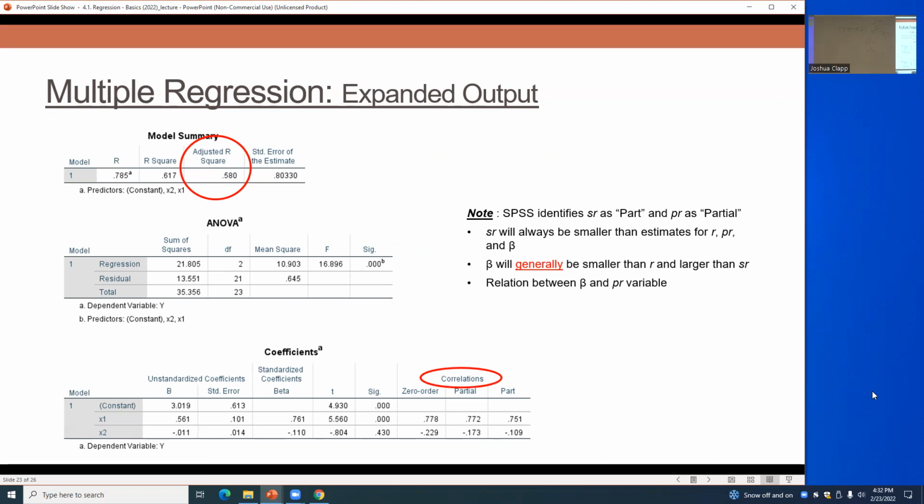In SPSS, here's our zero-order correlation. This is a bivariate correlation between predictor and our outcome. Partial correlation, this is my partial correlation, right? If I were to square these values, this is going to give me the proportion of residual variability attributable to that predictor. And then part, this is my semi-partial correlation. If I go through and square this, this is going to tell me the proportion of total variability in my outcome that's uniquely attributable to my predictor.